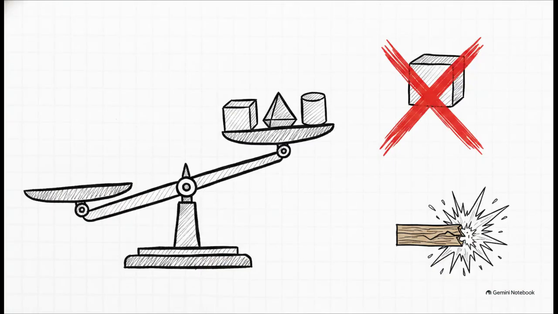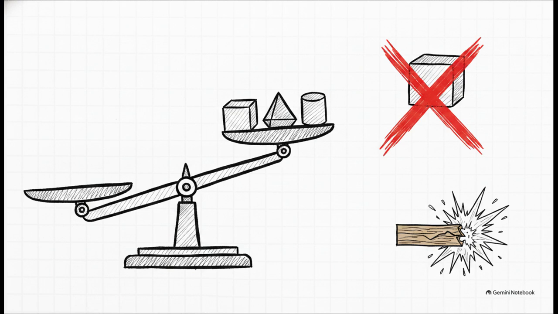Okay, so to keep any two-dimensional structure in equilibrium, the math just has to balance perfectly. It's a strict rule. The sum of all forces in the x and y directions plus the sum of all moments absolutely must equal 0. But here's the crucial constraint you have to remember. In 2D, you can only solve for a maximum of 3 unknowns.